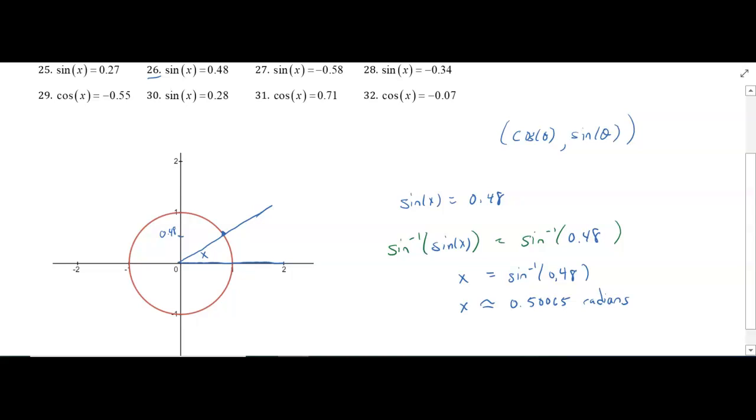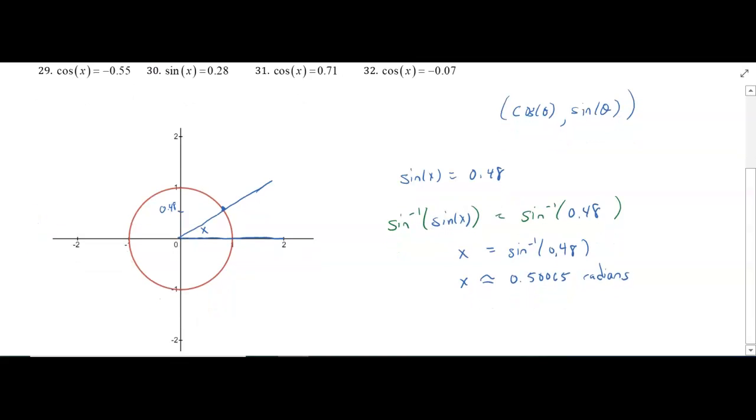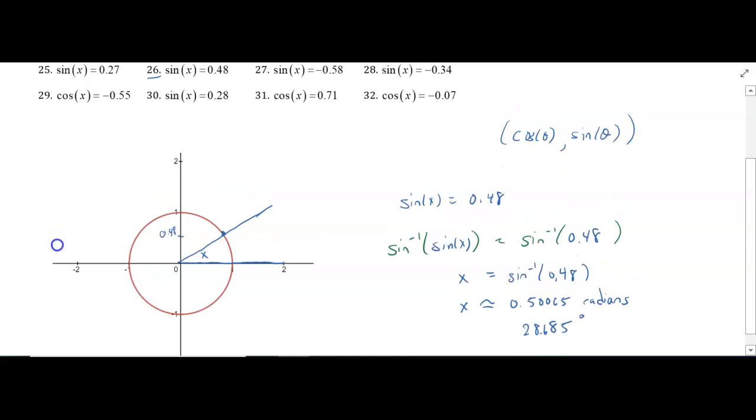This has got to be close to, but a little bit less than 30 degrees if we were going to get that in degrees. In fact, why don't I just compute that in degree mode as well? If we did that in degrees, we would see this is 28.685 degrees. But again, we're not told to get that in degrees.